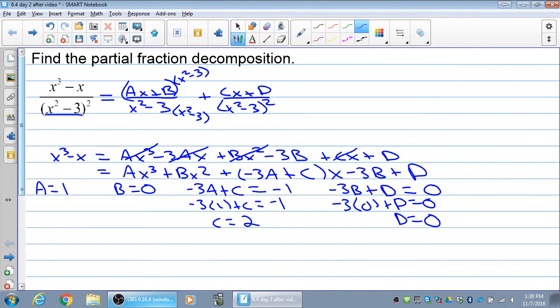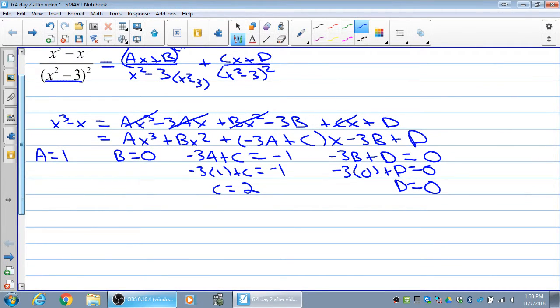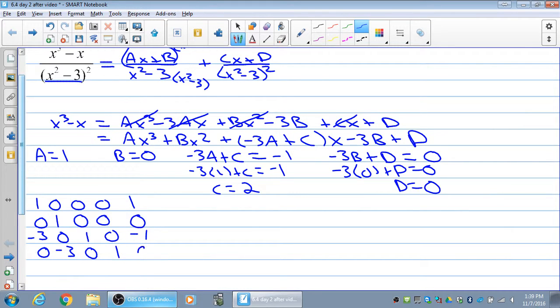But what if there were lots of stuff going on here and it was getting too complicated? Here's what you could do. You could say a plus b plus c plus d must be 1. Then on the next one, a plus b plus c plus d has to equal 0. That's for the x squared. So the top one's the x to the third line, then the x squared line. For the x line, you could do negative 3, 0, 1, 0, negative 1, right? Because no b and no d. And then the last one says 0, negative 3, 0, 1, 0.